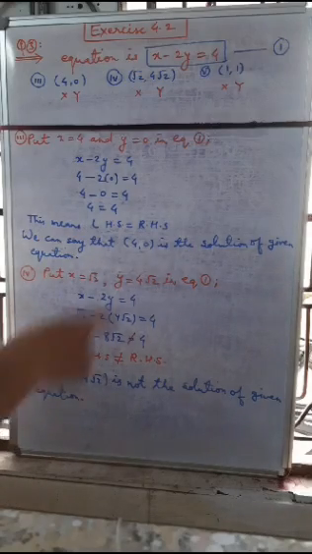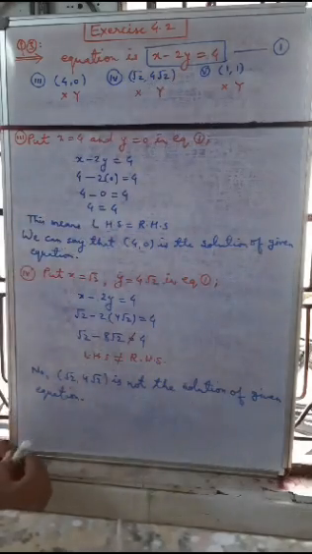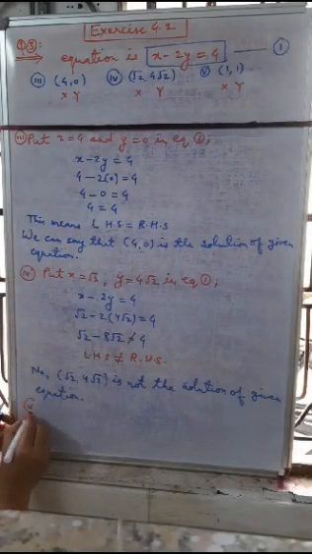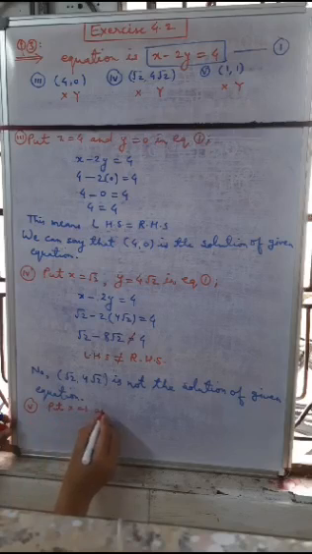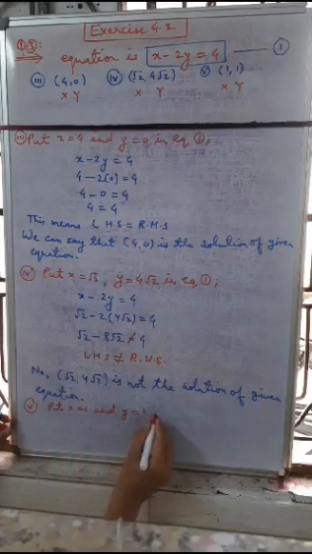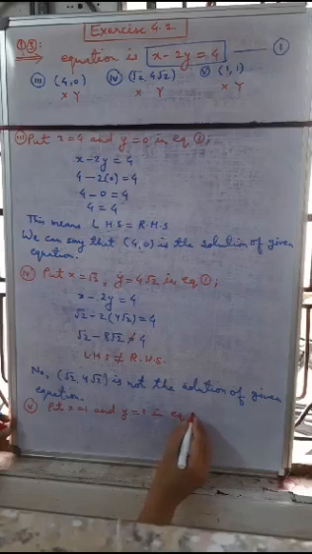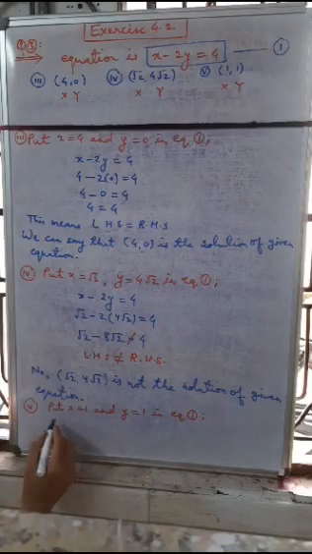Similarly, the last point, option number 5, (1, 1). That means put x equal to 1 and y also equal to 1 in equation 1. Very easy question. So x minus 2y is equal to 4.